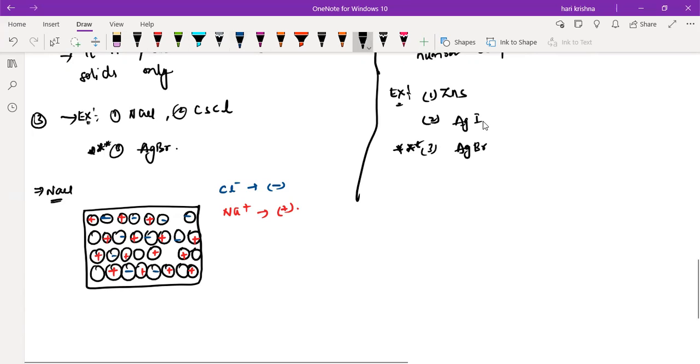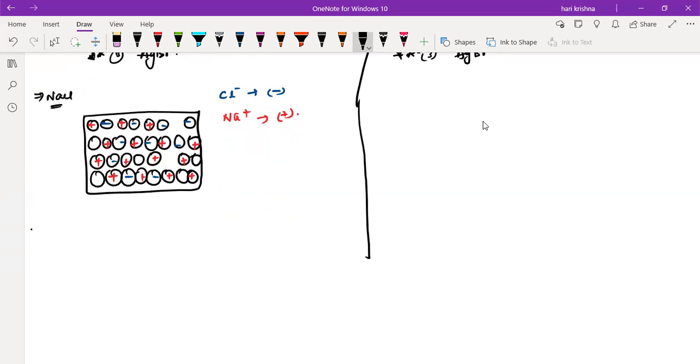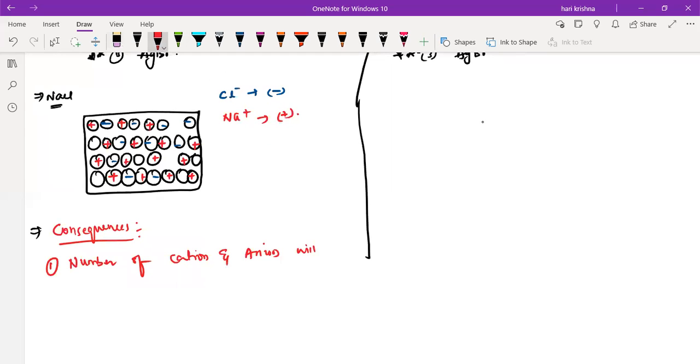So what is the main point in the Schottky? What are the consequences? Now we'll write the consequences. What is the first one? Number of cations and anions will be missing in the defect. Or you can say one cation and one anion is missing.